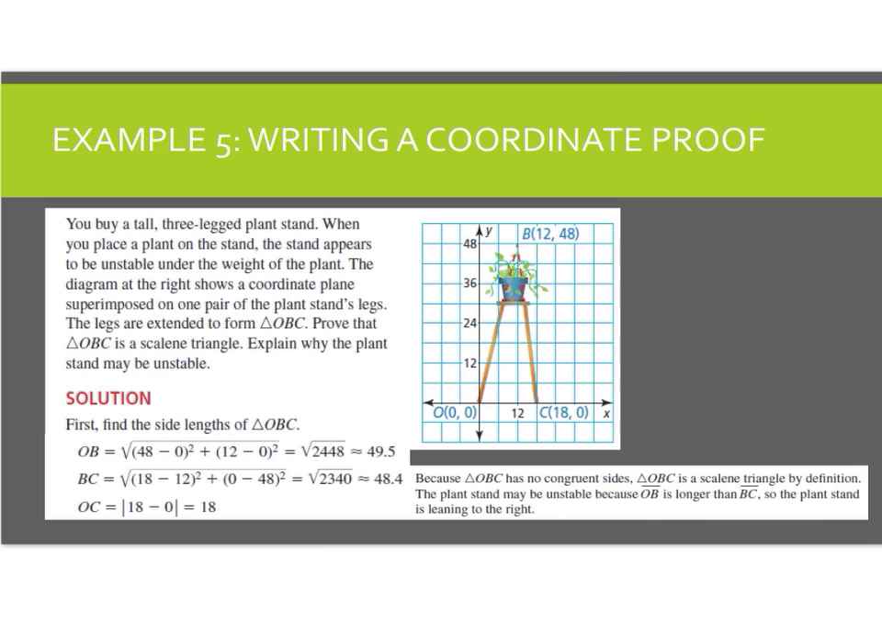So we find that the length of OB is 49.5. Using our distance formula, we find that BC is a length of 48.4. Using the ruler postulate, we find that we have a positive horizontal length OC of 18. So because triangle OBC has no congruent sides, triangle OBC is a scalene triangle by definition. The plant stand may be unstable because segment OB is longer than segment BC, so the plant stand is leaning to the right.